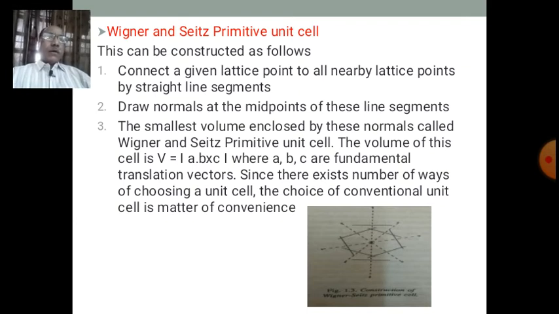ABCD is a primitive unit cell, EFGH and KLMN are non-primitive unit cells. So you can choose any unit cell, whether primitive or non-primitive. It is a matter of convenience, whichever you choose, to construct the lattice, isn't it? It is a matter of convenience.